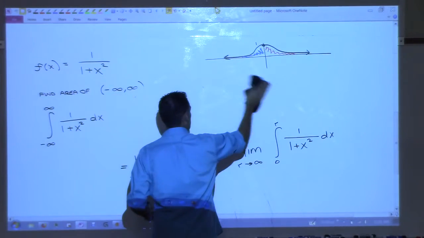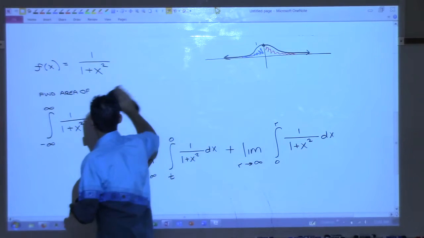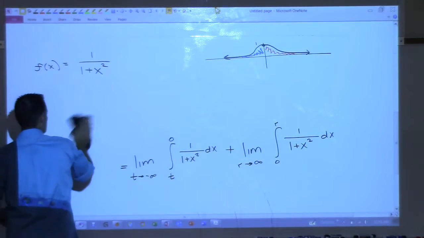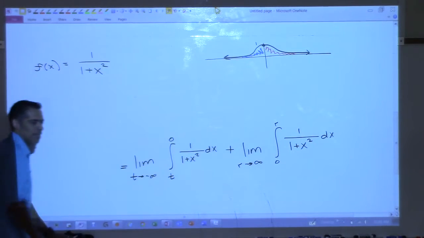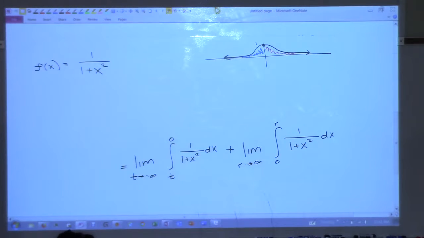I should call on somebody. I should like pull a stick and ask what the antiderivative of 1 over 1 plus x squared is, and if they get it wrong, take them to the attendance office and drop them from the class.